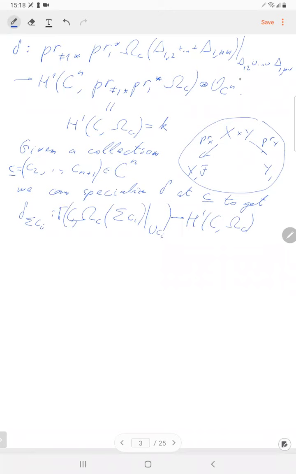Okay, and we want to compute this. So our goal is to compute delta at some multiple point, n times one point c. So this will be the desired residue at c of t to the minus n dt, just by the same argument.